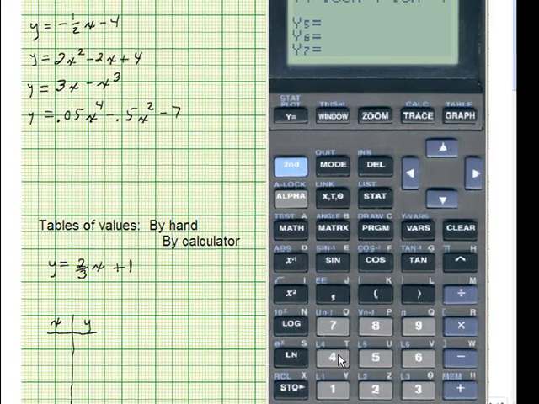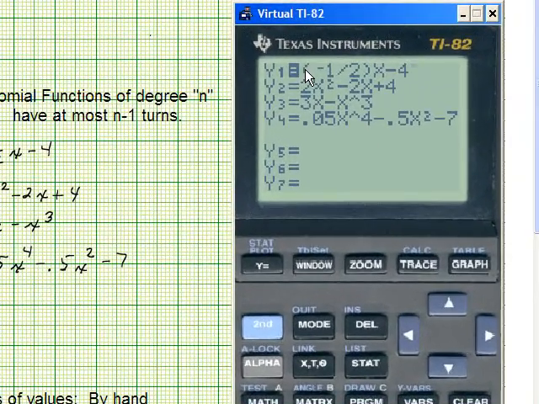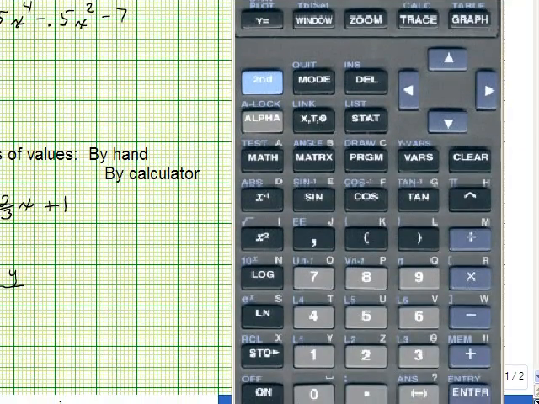And now I've got all 4 functions in my calculator. But notice the equal signs on the functions. The top one is highlighted dark. The next 3 are not highlighted. The calculator can only see the highlighted ones.